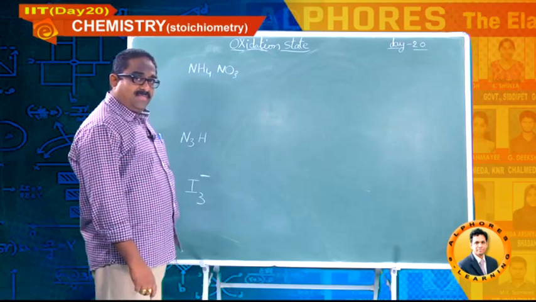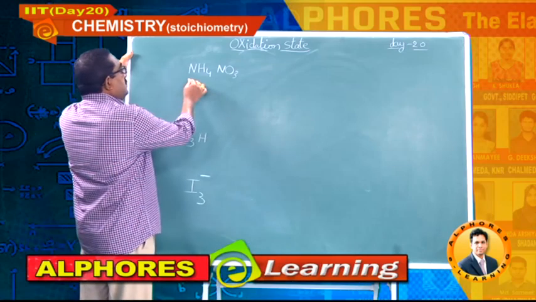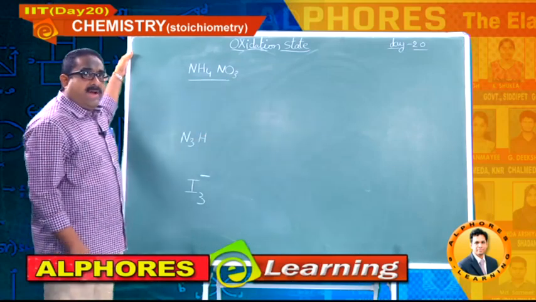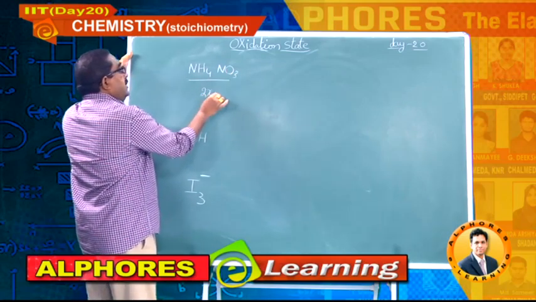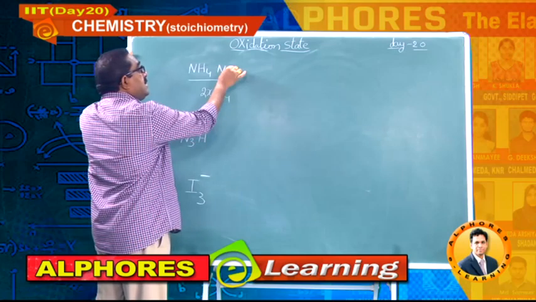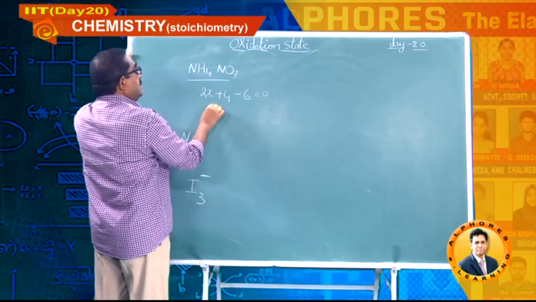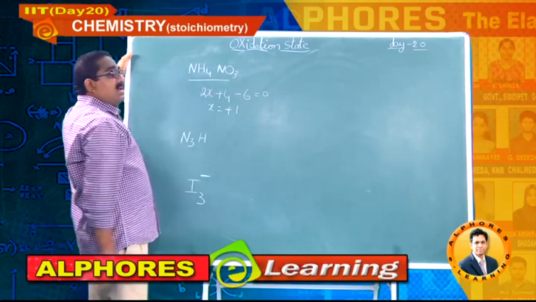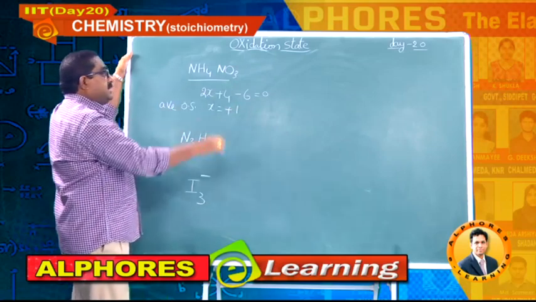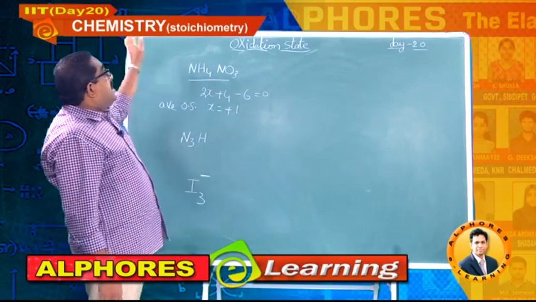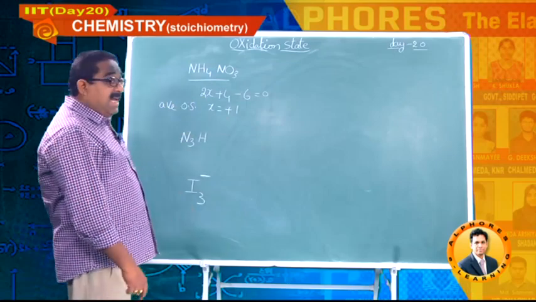Okay, students, let us discuss these three. Let me calculate first the average oxidation state of nitrogen. 2 nitrogens are here, 2x plus 4 hydrogens, plus 3 oxygens, equals 0. So x equals plus 1, that is the average oxidation state of nitrogen. In that compound 2 nitrogens are there, and the overall average of the 2 nitrogens is plus 1.